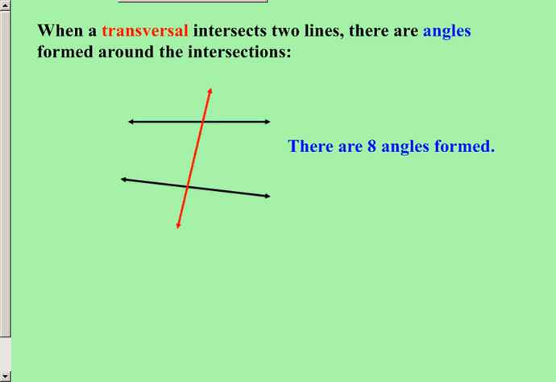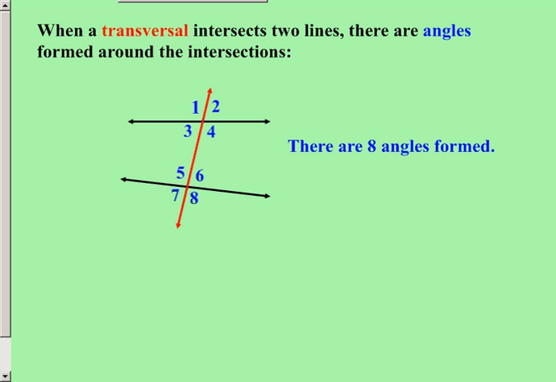And what we're going to see is that there are 8 angles that are formed around the intersection of this transversal and the 2 black lines. There's one at the upper left corner, another one at the upper right corner, lower left, lower right, and then of course you have the other intersection with the transversal, upper left, upper right, lower left, and lower right. So very clear to see there are 8 angles that are formed by the intersections of these 3 lines.